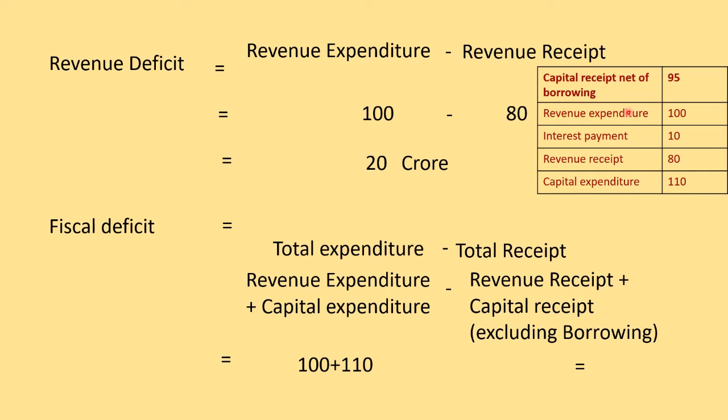Put the value. Total expenditure means 100 plus 110. Total receipt is 80 and 95. Answer is 35 crore. I hope the point is clear.